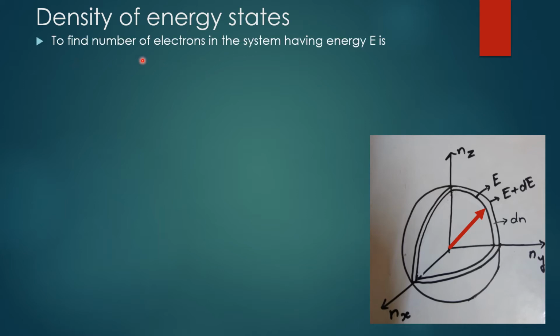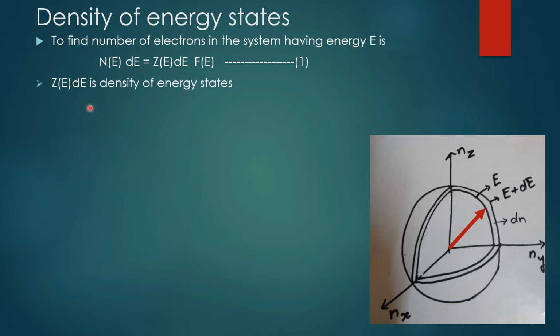To find the number of electrons in the system having energy E, it is given as N(E)dE = Z(E)dE × F(E), equation 1, where Z(E)dE is the density of energy states and F(E) is the probability of occupation of states.